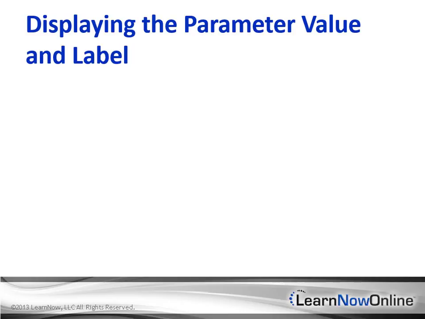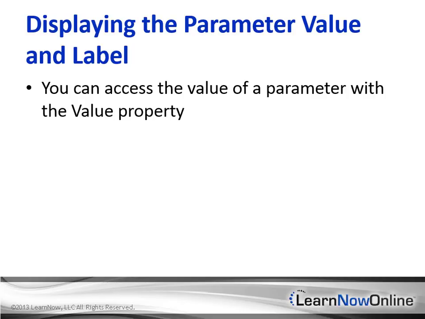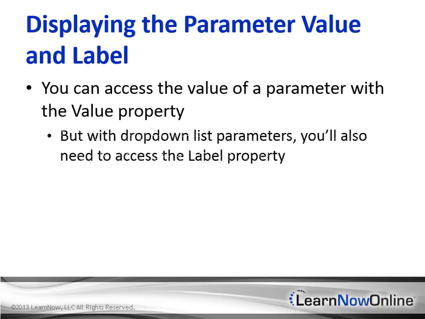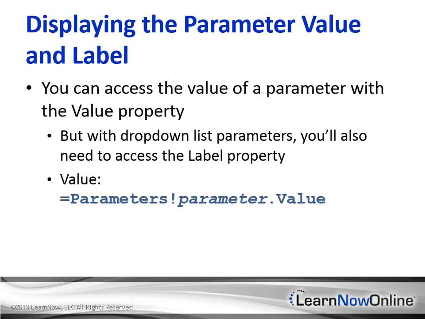One more thing about using parameters within a report. You can access the value of a user-entered text box-based parameter value using the parameters collection. And to do that, you use the value property. With the drop-down list parameter, Reporting Services provides access to both its value and a label. The label will often be the same as the value, but that's not required. To access the value for a user-selected drop-down list parameter, use the value property of the parameter.